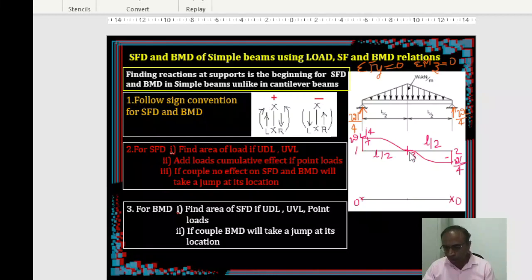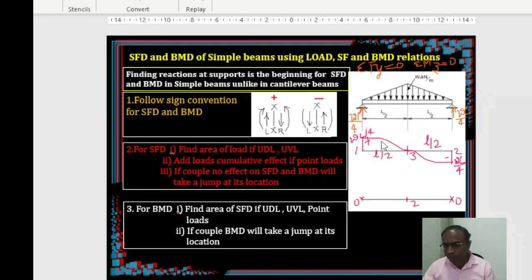So how to know the middle ordinate? Use the relationship again, the relationship between shear force and bending moment. So if you want to know the bending moment at this ordinate, say at the middle, the difference of the bending moment ordinate values will be coming from the area of the shear force diagram. So the area of this diagram is, if you found out, your ordinate will come.